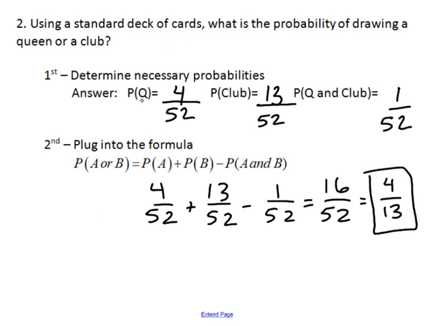Also, you can see up here, the reason I leave all these out of 52 is because I know I'm going to be adding them up. I've got to get common denominators. So it'd be silly to change this down to 1/13 and change this one down to 1/4 and then 1/52. I just leave them all as 52nds. It's just easier, a little quicker. We can reduce at the end.